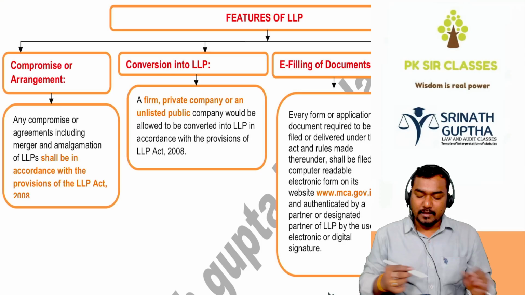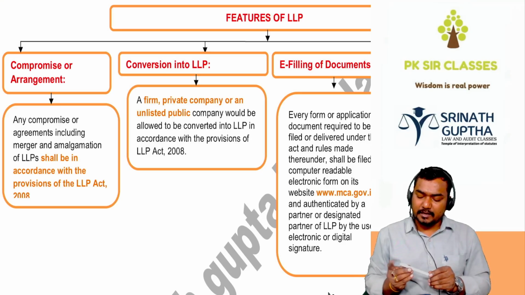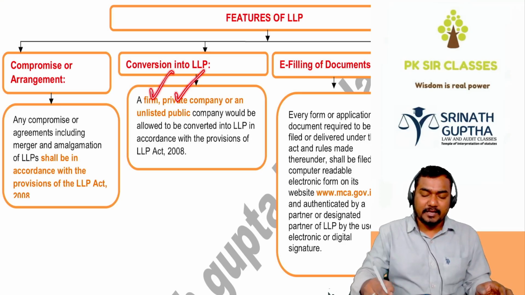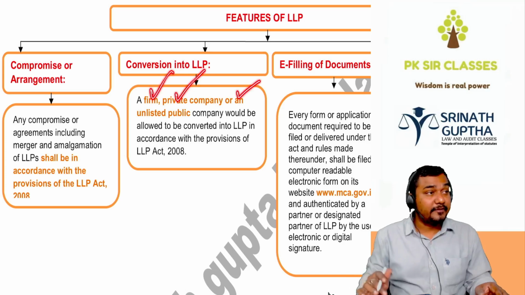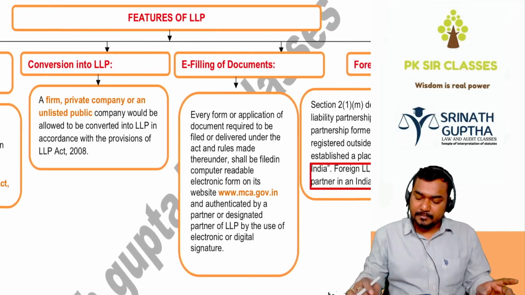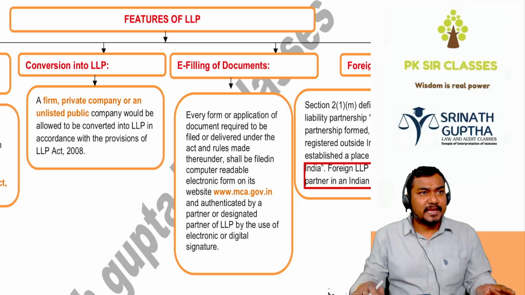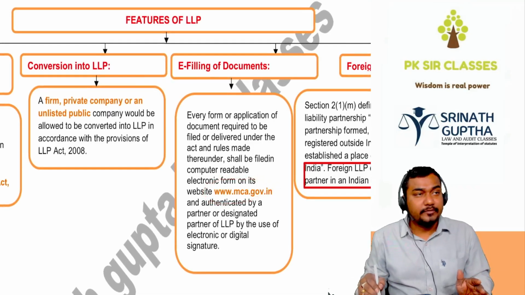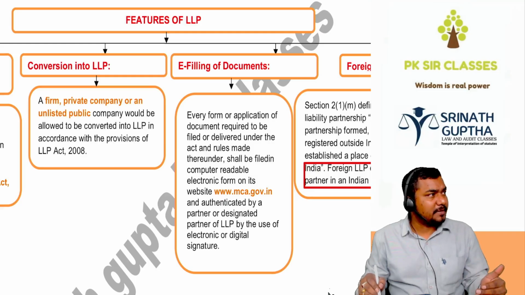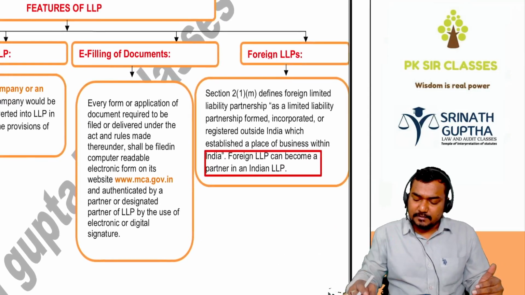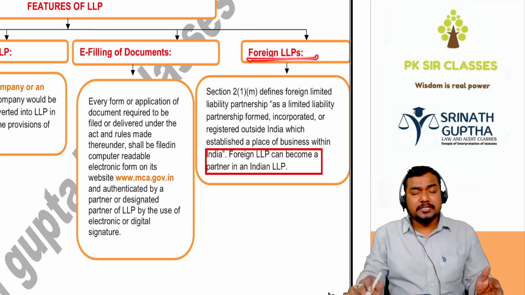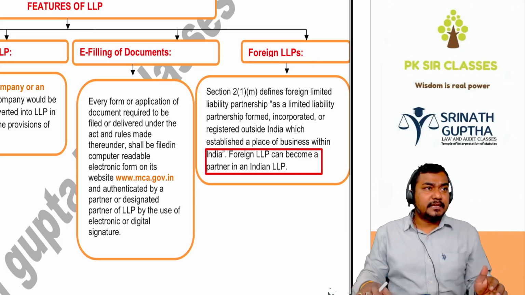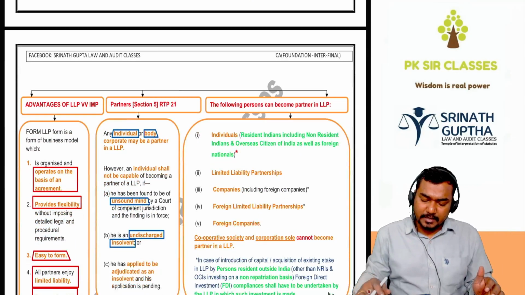And conversion of the LLP. A firm can convert into LLP, a private company can convert into LLP, an unlisted company can convert into LLP, but not a listed company. Documents to be filed with the ROC can be filed physically, but we can also file through www.mca.gov.in, the ROC website. Foreign LLP means an LLP registered outside India, which has a place of business in India. LLP can be foreign, it can be Indian also.